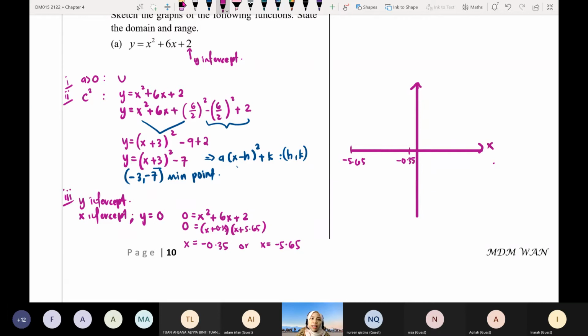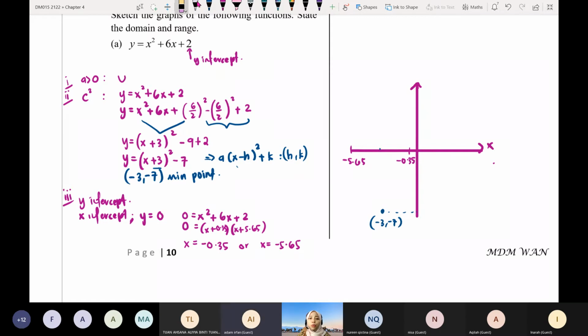And then minimum point, negative 3, negative 7. Kat mana? Ni negative 3, x dia. So somewhere here. And then negative 7, bawah sikit. So ini negative 3. Okay, so you boleh tulis kat sini, negative 3, negative 7. Okay, you tak payah. Ni just nak nampak dia pembahagi lah. Okay, lagi? Dah, that's it.